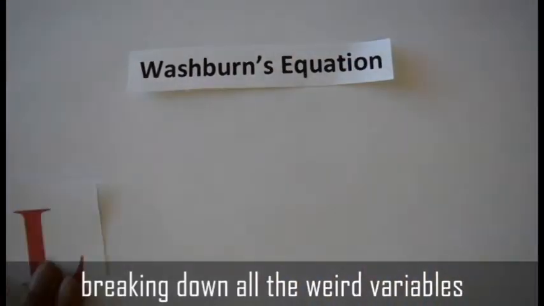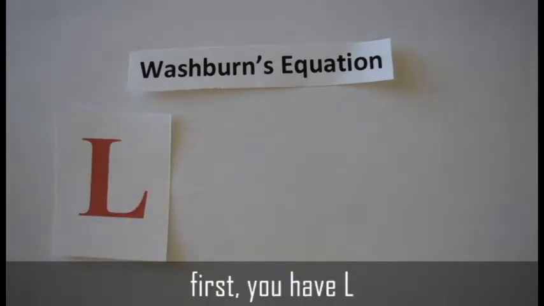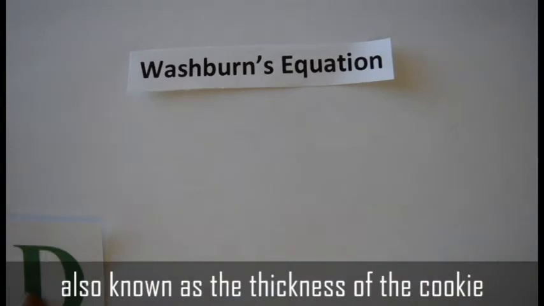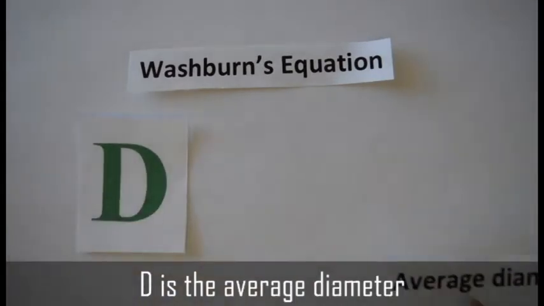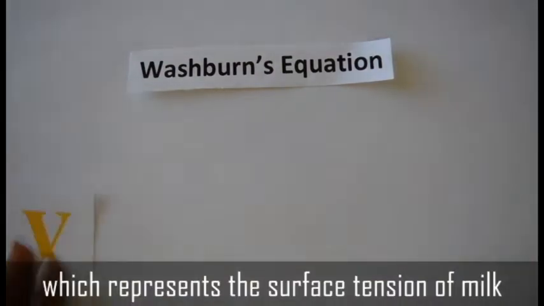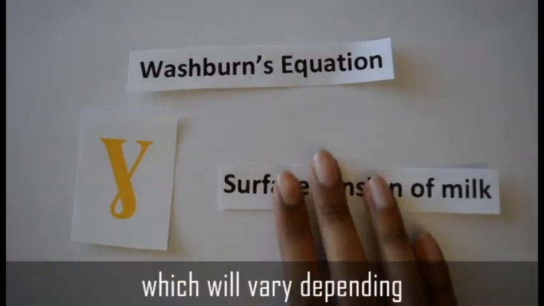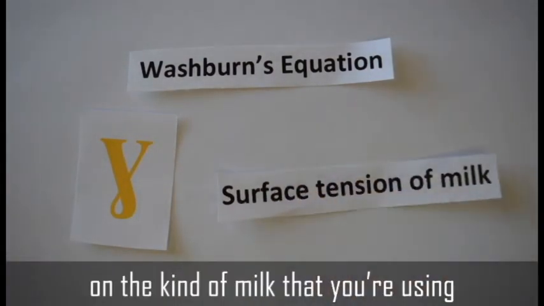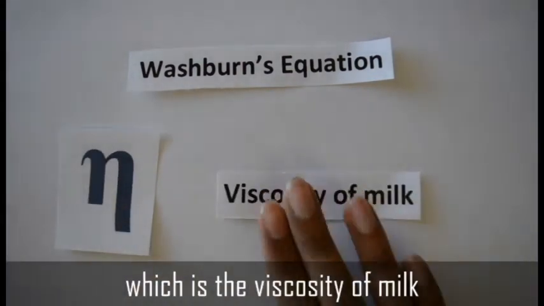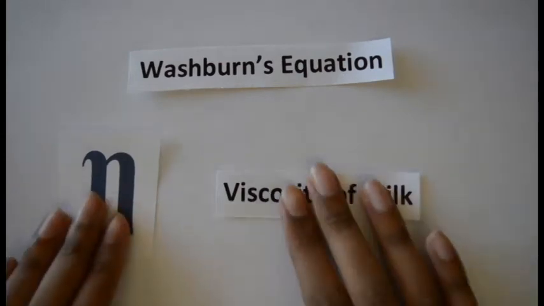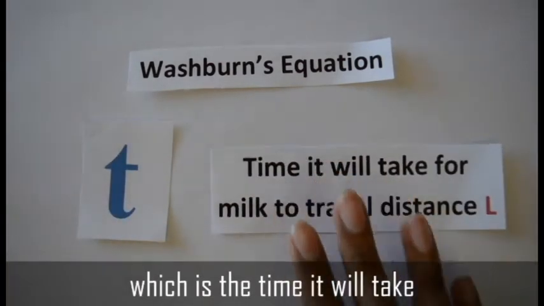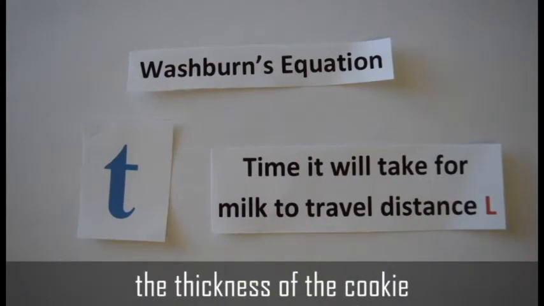Breaking down all the weird variables of this equation, first you have L, which is the distance the milk must travel, also known as the thickness of the cookie. D is the average diameter of the cookie pores, and then you have gamma, which represents the surface tension of milk, which will vary depending on the kind of milk that you're using, just like eta, which is the viscosity of milk. And most importantly, we have T, which is the time it will take for the milk to travel across the thickness of the cookie.